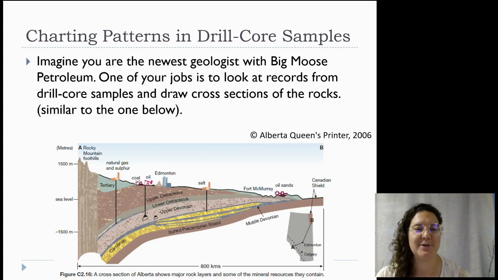So imagine you're one of the newest geologists with Big Moose Petroleum, and one of your jobs is to look at the records from drill core samples to look at the cross section of rocks similar to the ones below. So we want to find the ages of rocks and what might be there to determine where there could be a petroleum trap underneath, because then that's where we would drill for oil. So the petroleum traps here are shown in kind of that grayish layer as well.